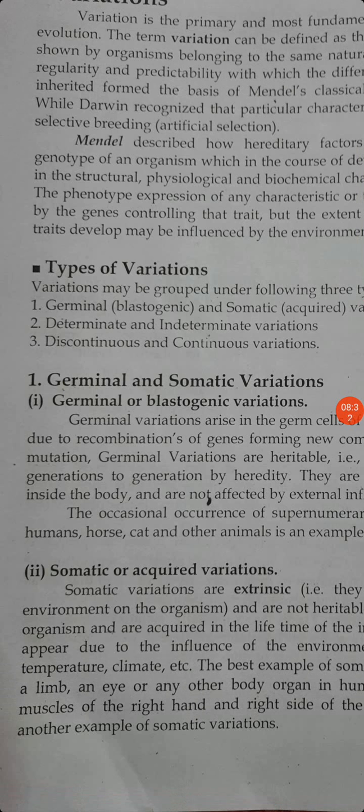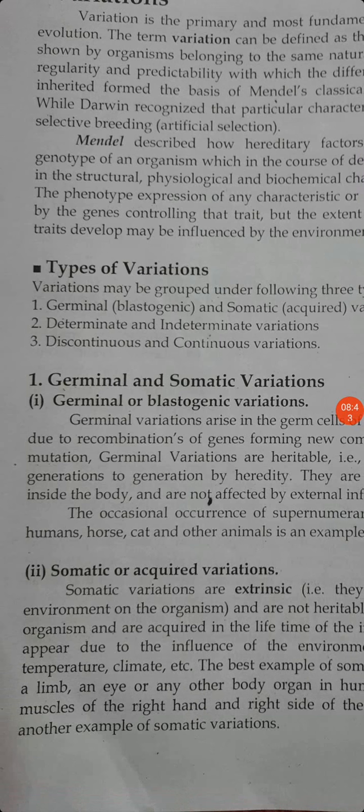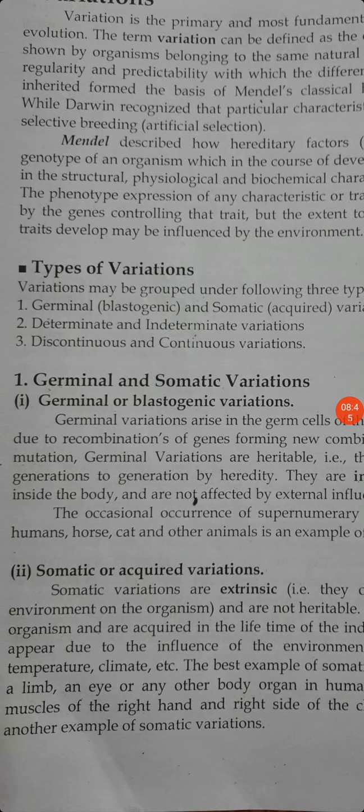So it is going on heredity from parent to offspring, then again offspring to their offspring. So they are intrinsic, inside. Now somatic and acquired variation, they are extrinsic. So where they occur, they are not heritable. Only certain individuals are having them, they remain with respect to that individual.